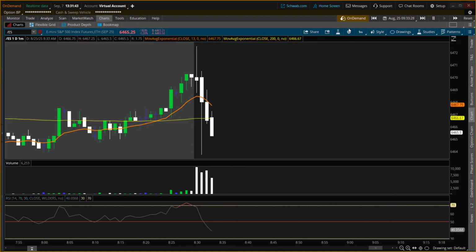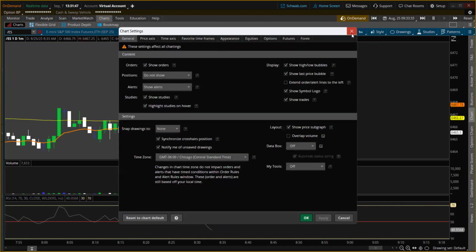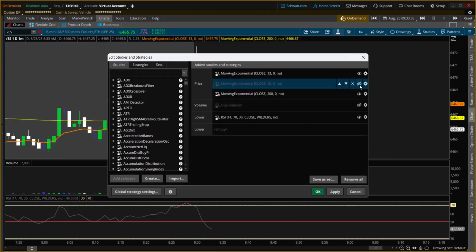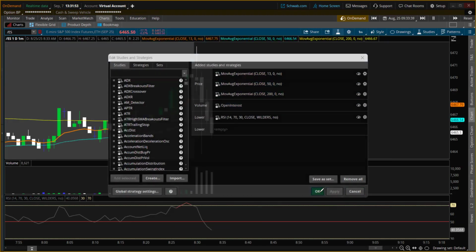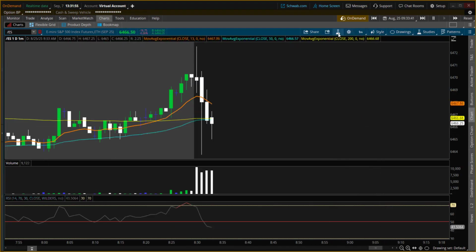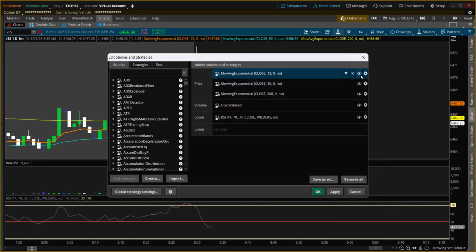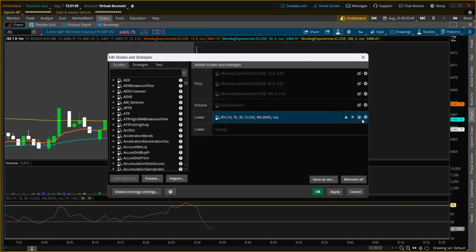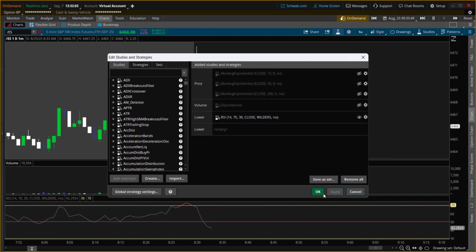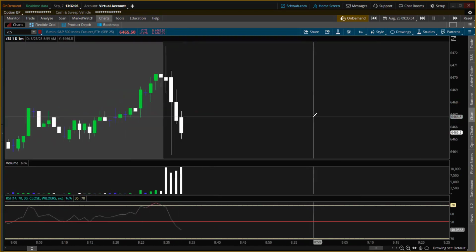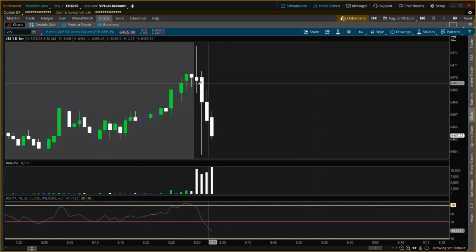Let me take off these EMAs so y'all don't get confused and start asking questions about what those lines are. Hold on. I'll leave the RSI up. That don't matter. So now this is just a clear screen.